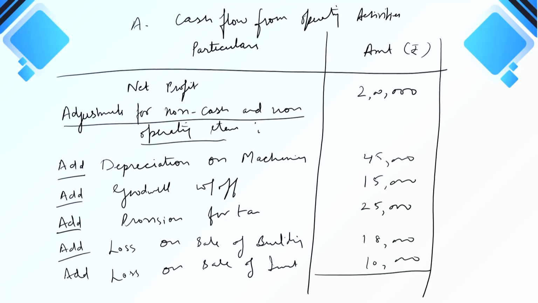If we treat all these items up till now, this will be our operating profit before working capital adjustments or working capital changes, that is 3,13,000. So now in the next step, we are going to make the adjustments for working capital changes.